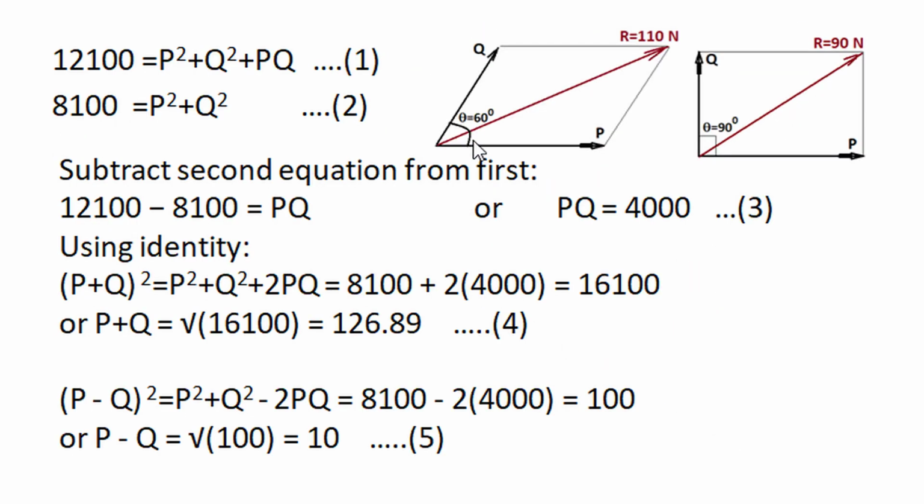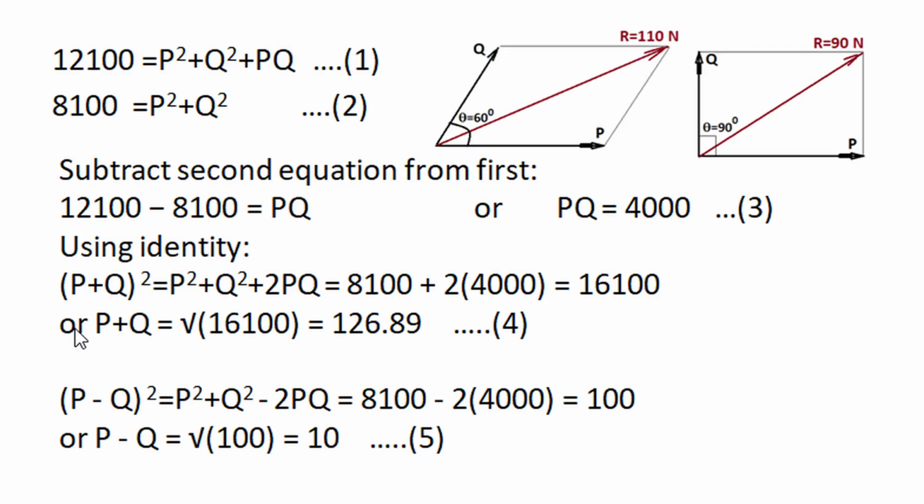So our two identities: with an angle between the two forces of 60 degrees, 12100 equals p square plus q square plus pq, as cos 60 is 0.5. And the second identity for 90 degrees is simple Pythagoras: the resultant 90 square, that is 8100, is equal to p square plus q square. Now if we subtract the two, we get 12100 minus 8100 as pq. So pq comes as 4000.